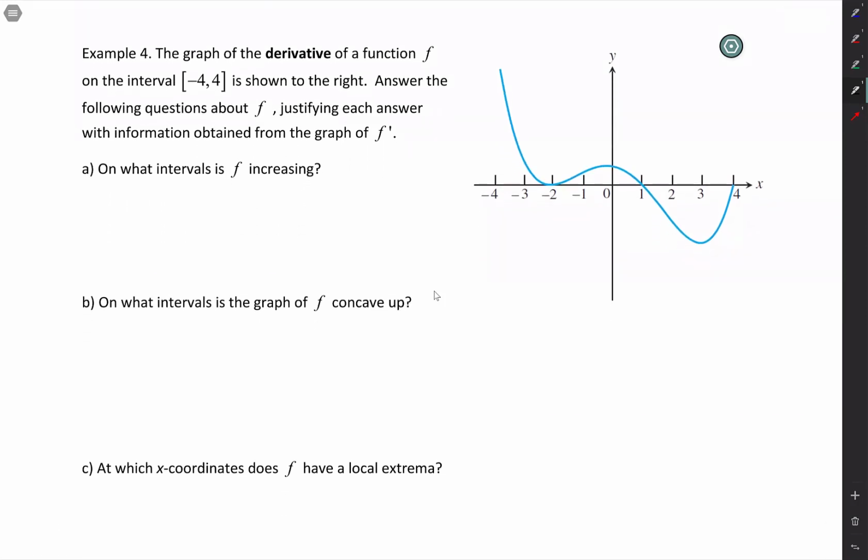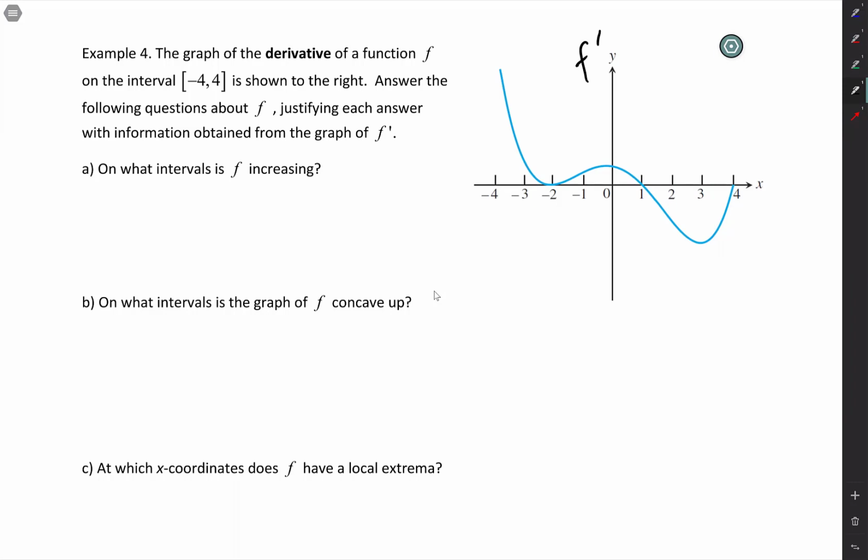All right, example 4. The graph of the derivative of function f on the interval -4 to 4 is shown to the right. Stop right there. What am I looking at in that graph? F prime. Label it. This is f prime. Answer the following questions about f, justifying each answer with information obtained from the graph of f prime.